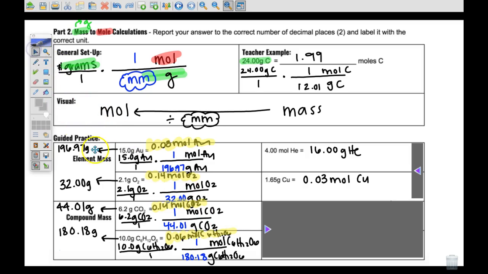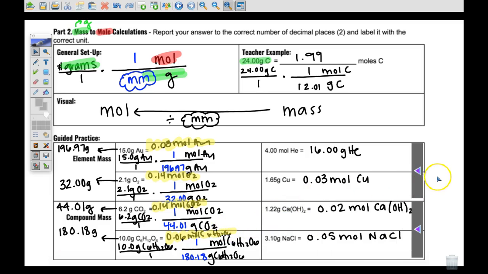Now what I'd like you to do is pause the video and determine the number of moles of calcium hydroxide and sodium chloride based on the number of grams given. At this point, we should have restarted the video and are now checking our answers. If you received all of these answers to be correct, nice work. If not, you should go back and check your work.